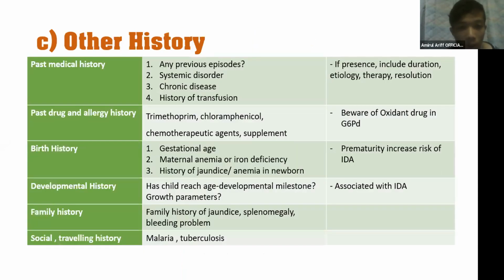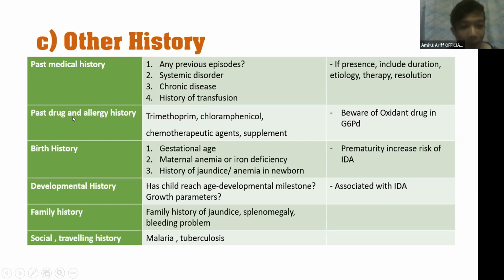So for other history, the things that we want to ask are any previous episode of anemia, systemic disorder, or chronic disease that might cause the anemia. If any of these causes are present, we need to include the duration, etiology, and anything that has been done to manage that problem, and ask as well regarding the history of transfusion.